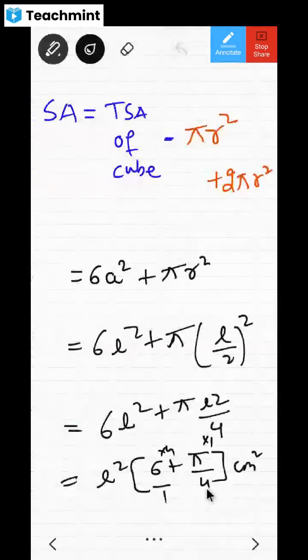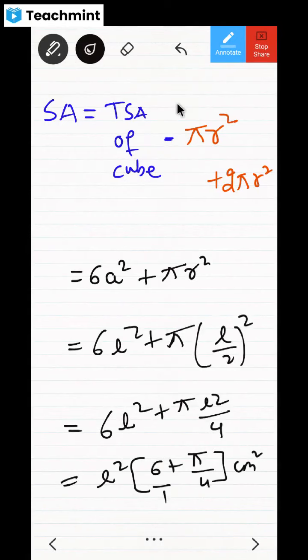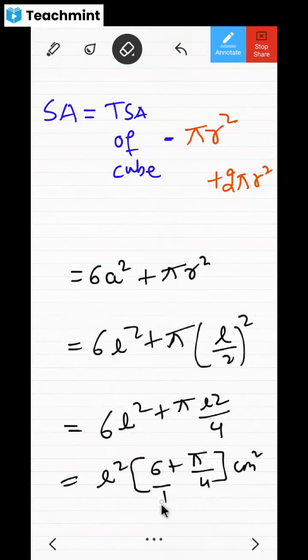If you want to do it here, pi means 22 by 7, you can do it. Otherwise it is better to leave it like this. Now if options are there, and the option is like this, L square brackets 6 plus pi by 4, you can tick that. Otherwise, if no option is like this and some other option is there, then you can calculate this. I hope everybody got it.